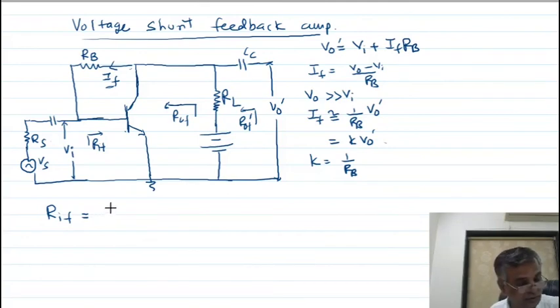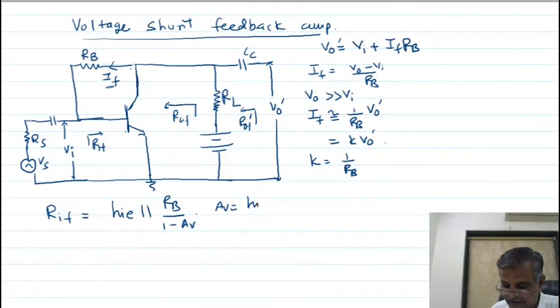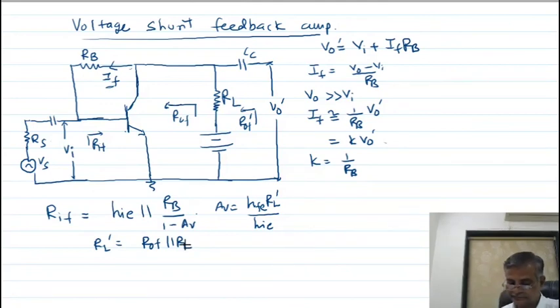The equation of the input resistance is Hi parallel RB upon (1 minus AV). Sometimes they are writing Av. So what is Av? Av is nothing but Hf into RL dash upon Hi. So what is RL dash? RL dash is nothing but ROF parallel RL. Now this is your input resistance.